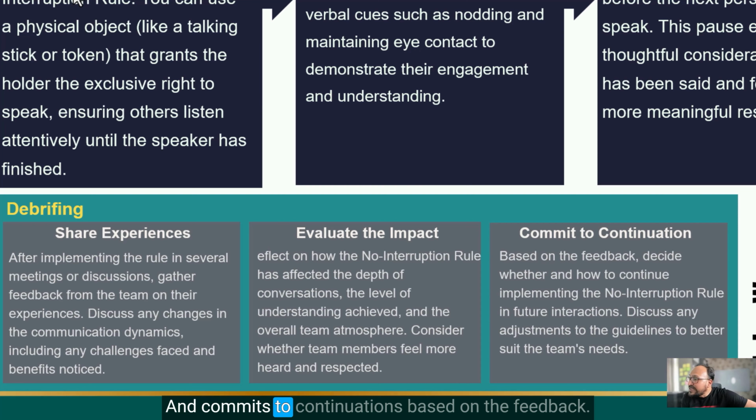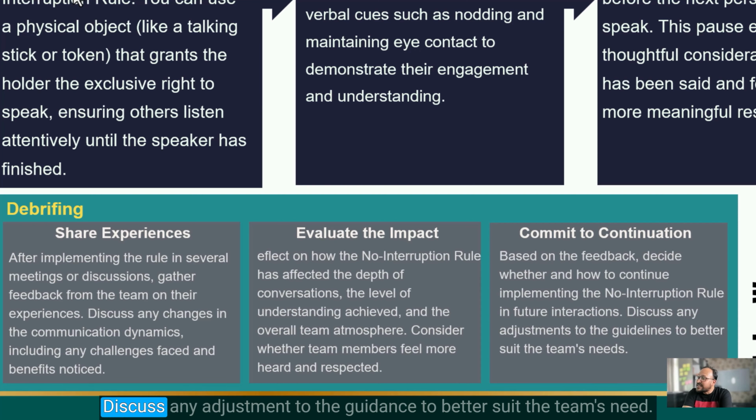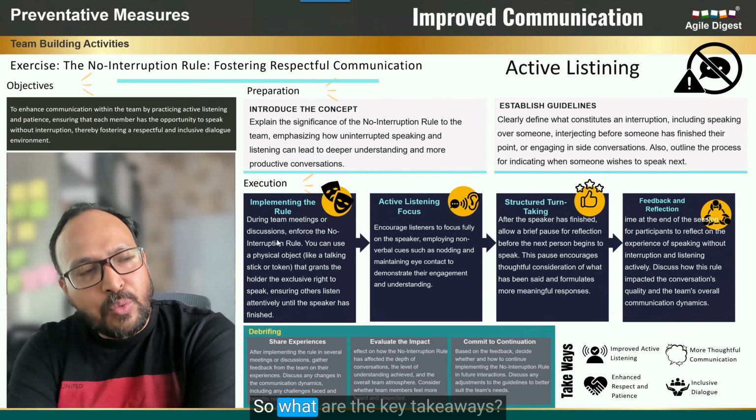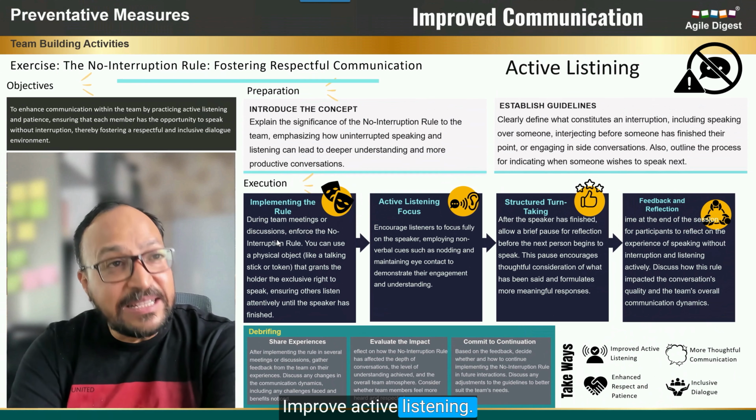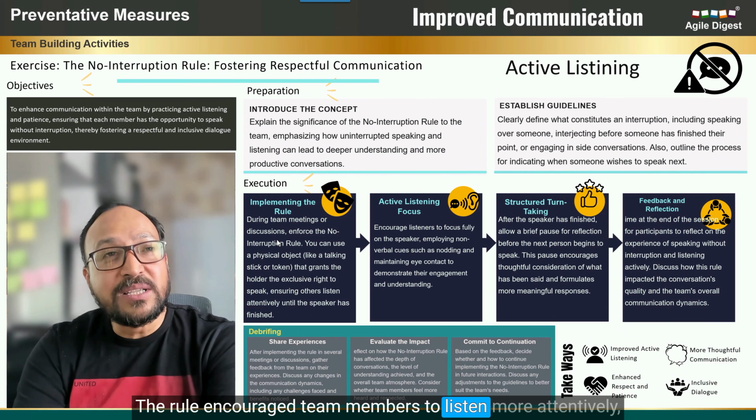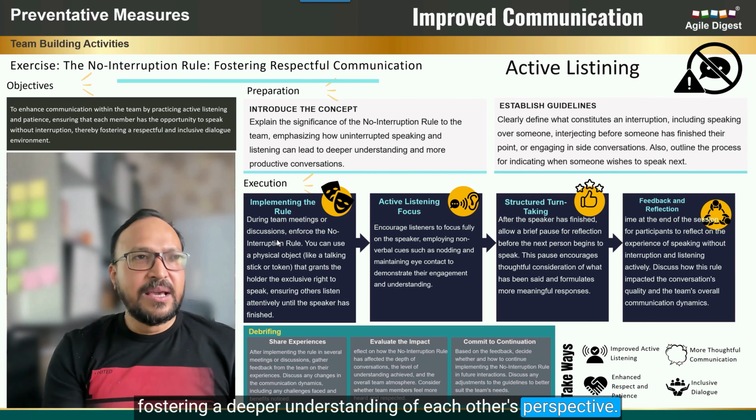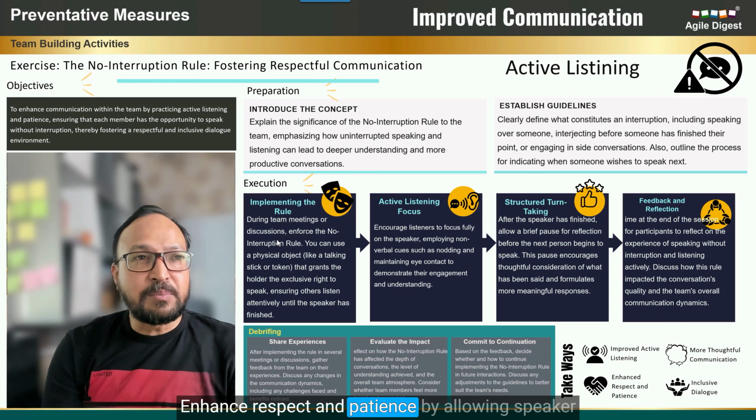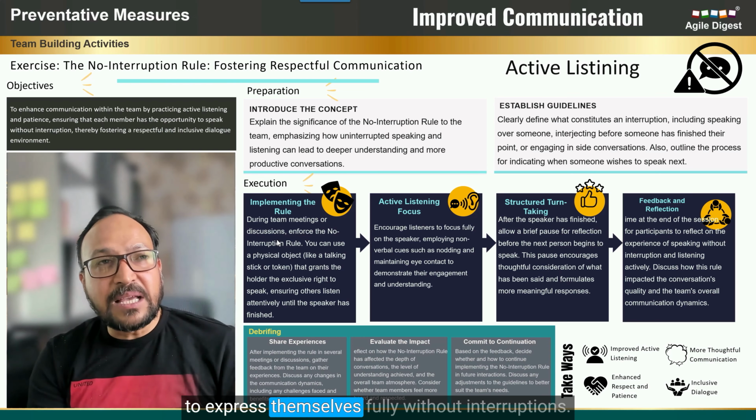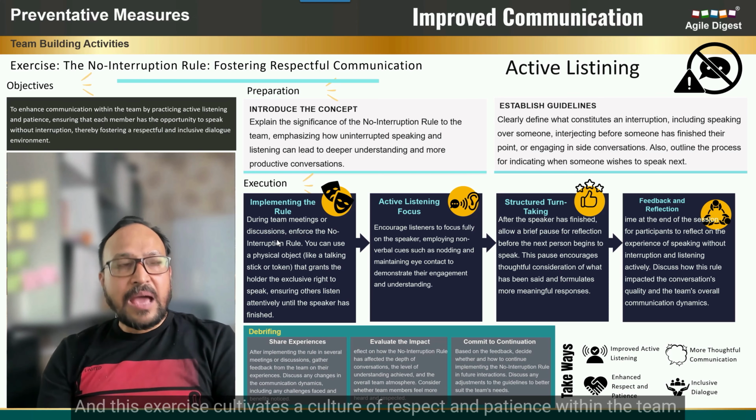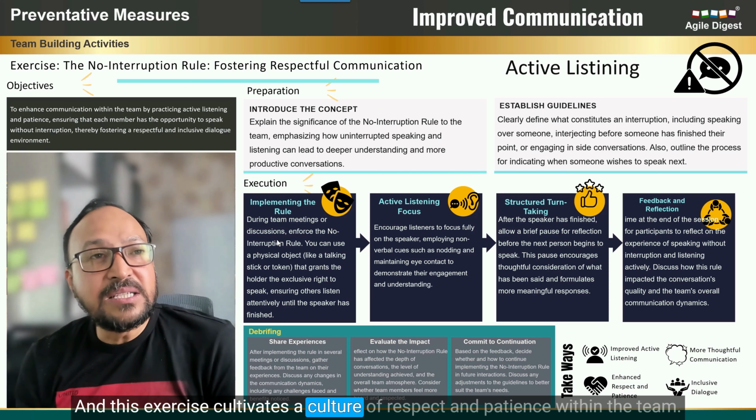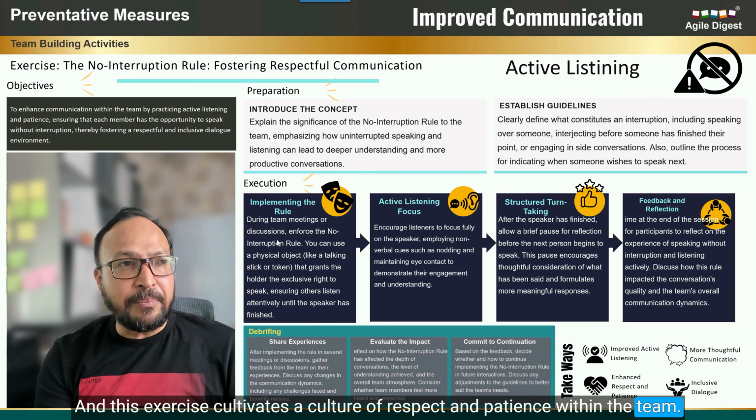And commit to continuation. Based on the feedback, decide whether and how to continue implementing the non-interruption rule in future interactions. Discuss any adjustments to the guidelines to better suit the team's needs. So, what are the key takeaways? Improved active listening. The rule encourages team members to listen more attentively, fostering a deeper understanding of each other's perspectives. Enhanced respect and patience by allowing speakers to express themselves fully without interruptions. And the exercise cultivates a culture of respect and patience within the team.